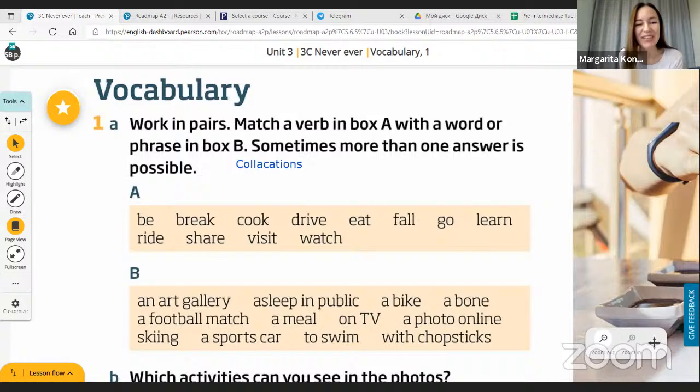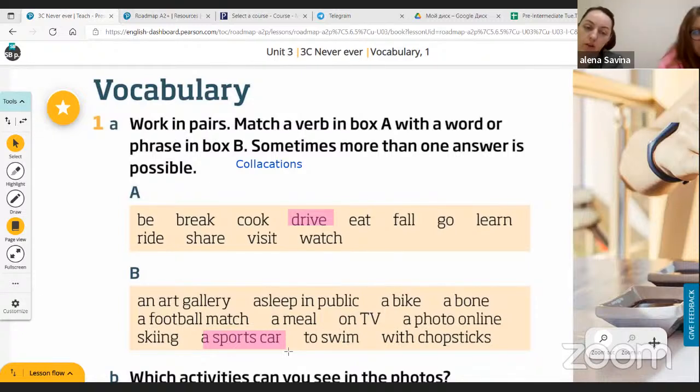Давайте попробуем. Okay, we have got column A and column B. I'd like you to work individually and try to match what you know. Some of them are very easy. You can do them, yes? So start with what you know. For example, drive, you can guess. Drive, what can it be? A sport car. A sport car, yes, we have already said it, yeah? Okay, try other easy phrases. Car, а не просто sport car.